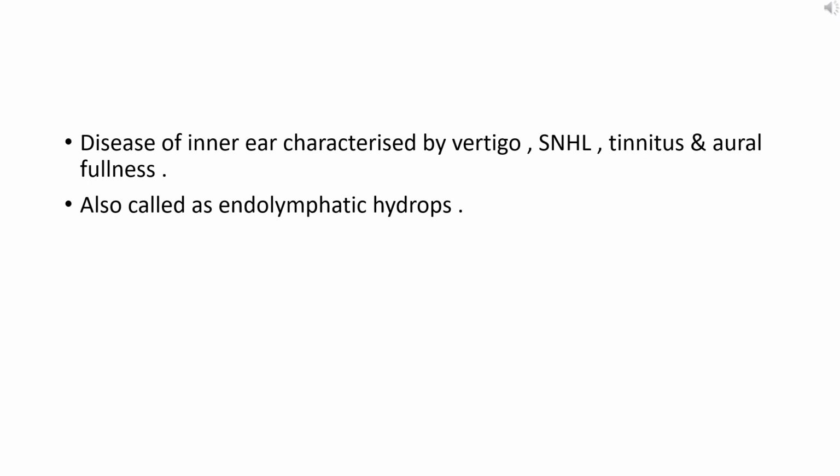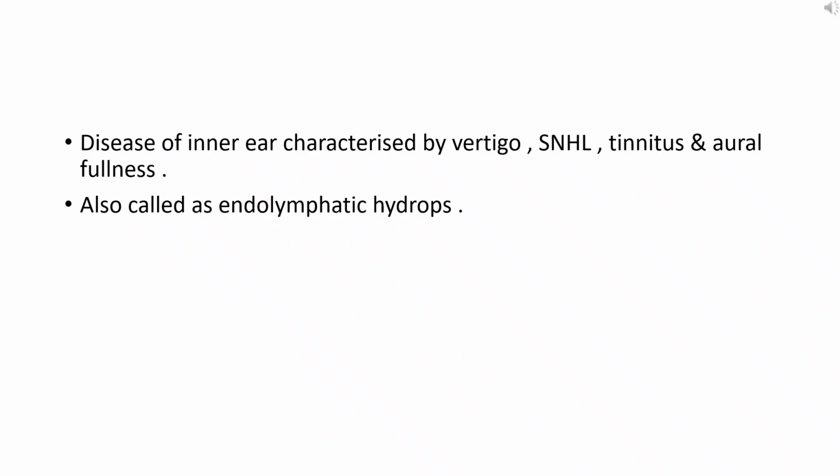Okay, so what is Meniere's disease? Basically, there are a few symptoms which have been clubbed together, and if these symptoms are present together in a patient, it can be a case of Meniere's disease. It can be defined as a disease of the inner ear characterized by vertigo, sensorineural hearing loss, tinnitus and aural fullness. Okay, so that is the definition. It comprises four things: vertigo, sensorineural hearing loss, tinnitus and aural fullness. It is also known as endolymphatic hydrops.